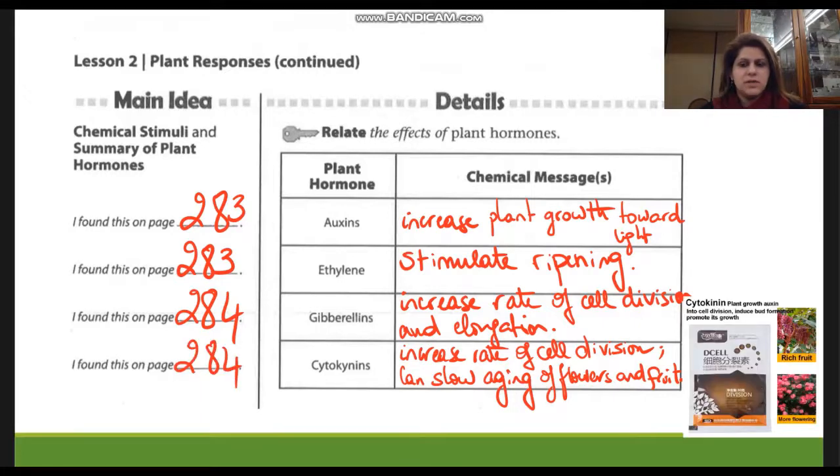Okay, and I've put you this little picture showing that it's sold as well. It's a bag that contains those types of hormones, and you can add them externally to the plant.